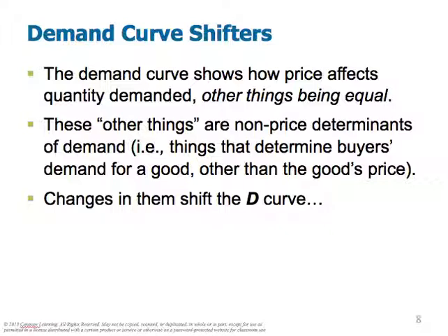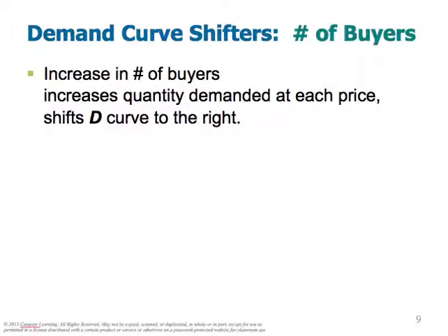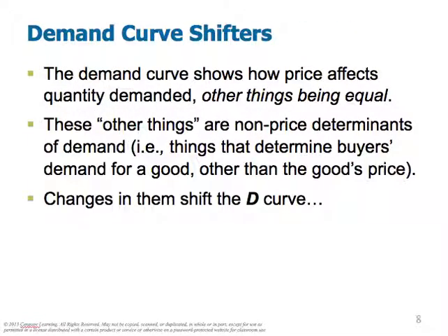Demand curve shifters. The demand curve shows how price affects quantity demanded, other things being equal. These other things are non-price determinants of demand. It can be the taste of the buyer, so changing the taste of the buyer. It could also be the number of buyers. We'll have a look at these cases separately.